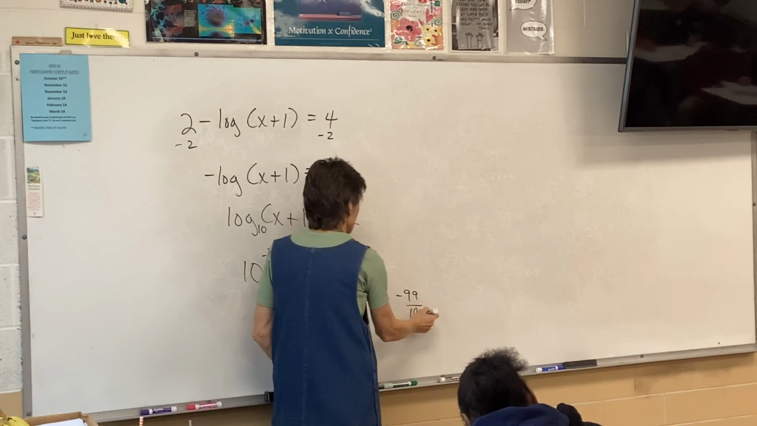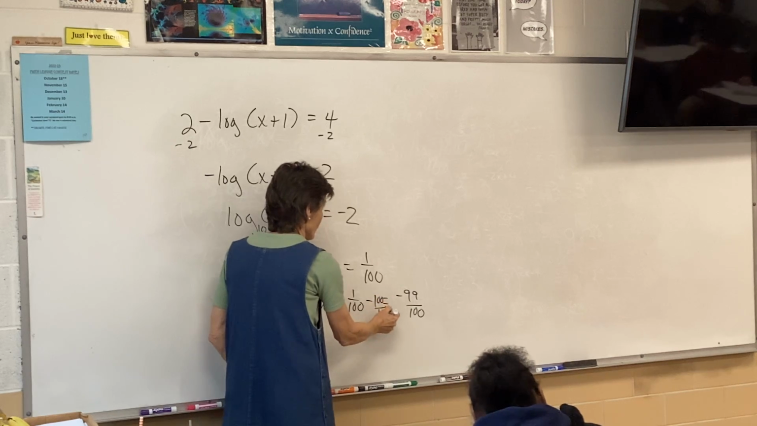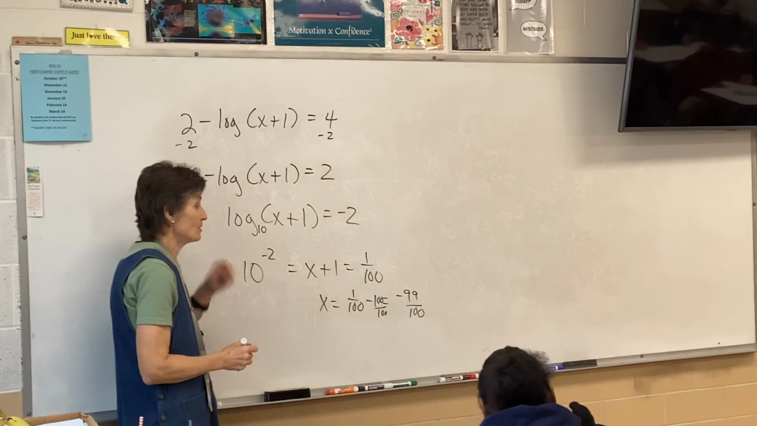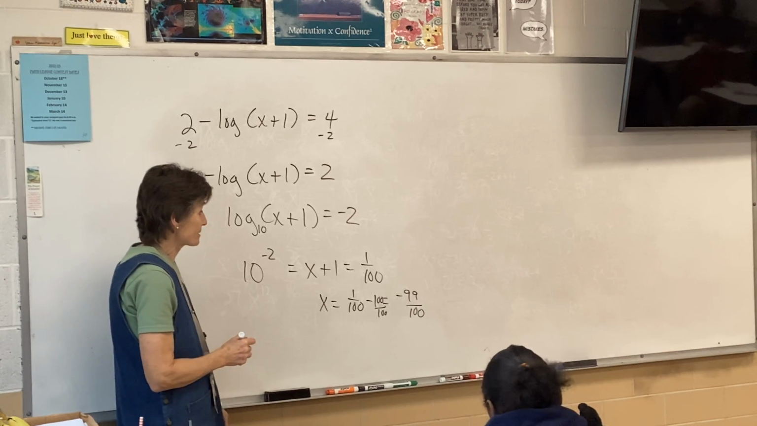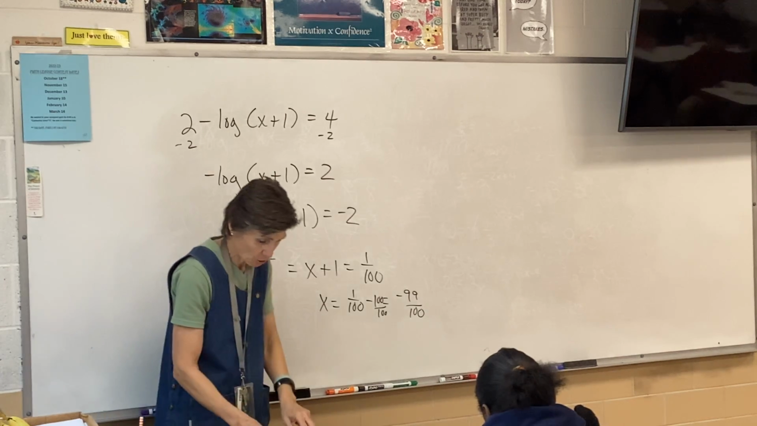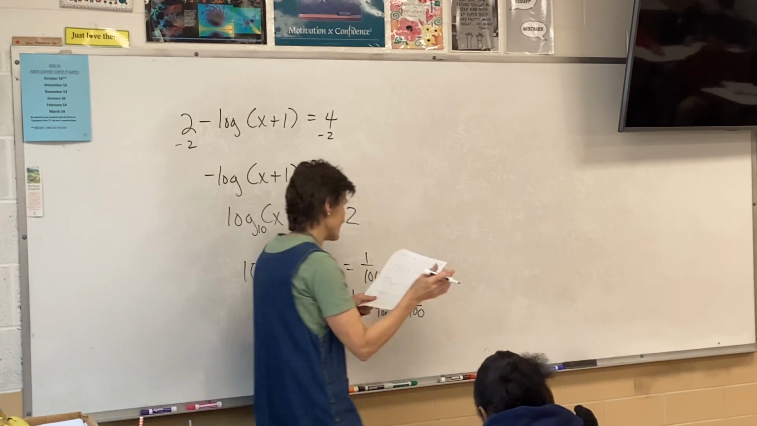-99 over 100. That's exactly right. Remember, 1 is 100 over 100. So 1 minus 100 is -99. That's exactly right. Nicely done. Good job. That was a good warm-up problem. So is D, actually.